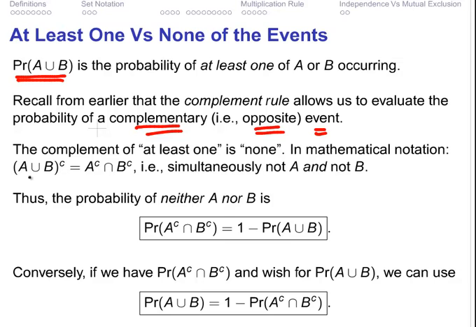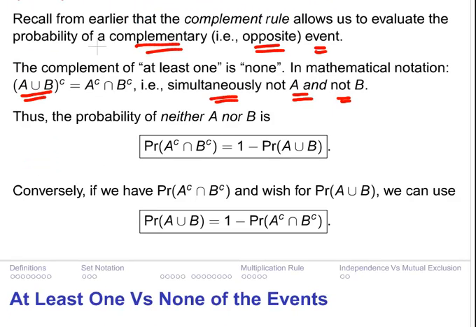So in mathematical notation, the complement of A union B is the complement of A intersection the complement of B. Simultaneously not A and not B. This is an important little rule. It's not quite as intuitive as you'd think. We've got the union there and the intersection there. So essentially one is the complement of the other.